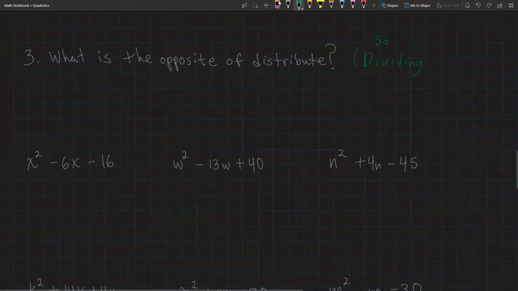We'll say some form, okay. Or you can think undistributing if you prefer. Sometimes I use that term with my students. What's the opposite of distribute? Undistributing. But you do want to think some form of dividing.